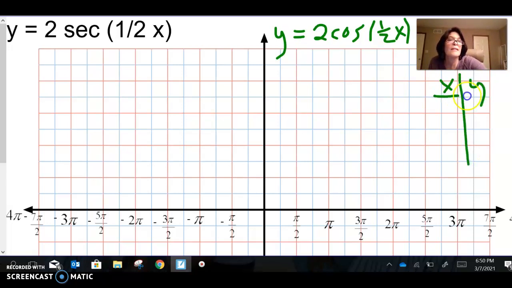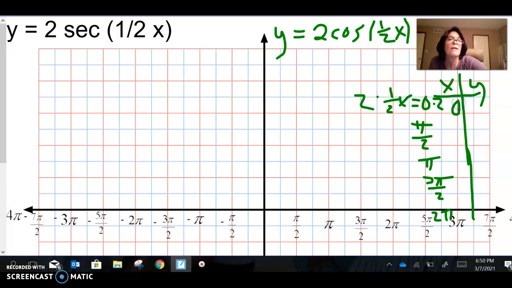Okay, so if you recall how we did this, I'm going to let 1/2 x equal my key points. 1/2 x equals 0, pi over 2, pi, 3 pi over 2, and 2 pi. And see what my new x's are. I'm going to be multiplying all these by 2. 0 times 2 is 0. Pi over 2 times 2 is pi. Pi times 2 is 2 pi. 3 pi over 2 times 2 is 3 pi. And 2 pi times 2 is 4 pi. So those are all my x's.